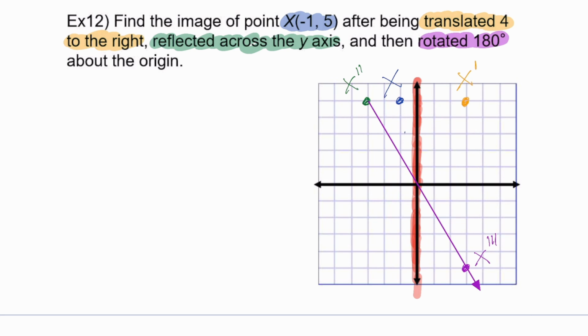Again, I could have also applied that algebraic shortcut for this and taken the coordinates of X double prime and made the x and y values opposite. This is at negative 3, 5. I could have said that I'm going to go to 3, negative 5.